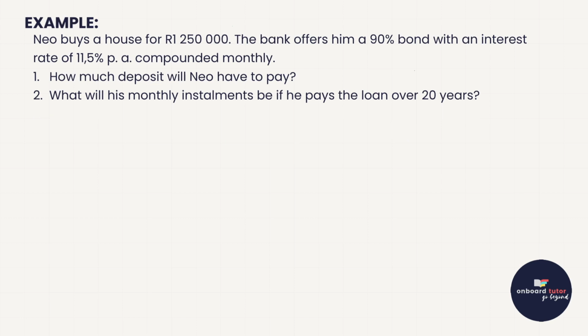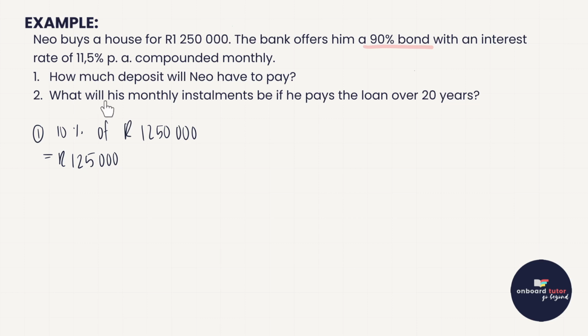Question 1 is super straightforward. How much deposit will Neo have to pay? Well, the bank has offered to give him a 90% bond, which means that he's going to need to have a 10% deposit to put down on this house. So 10% of the 1.25 million, and we can calculate that quite easily, and we get an answer of 125,000 Rand. Okay, so he's going to have to bring this 10%, and then the bank is going to give him the loan for the other 90%.